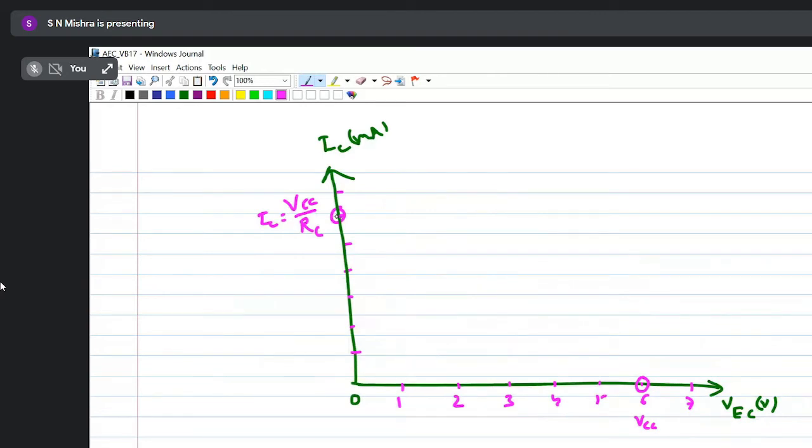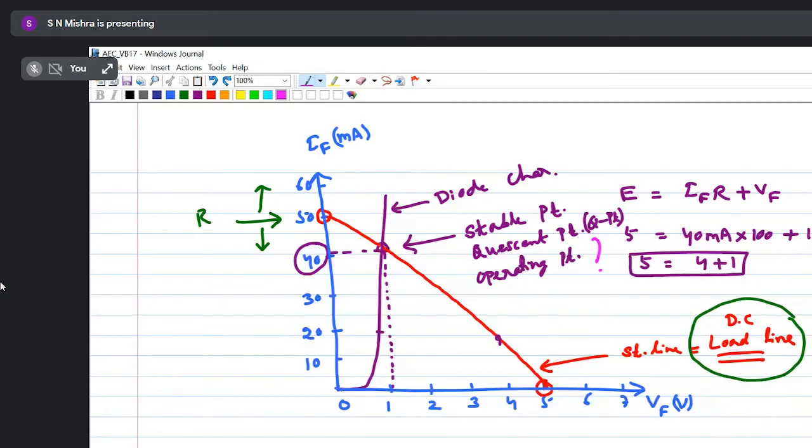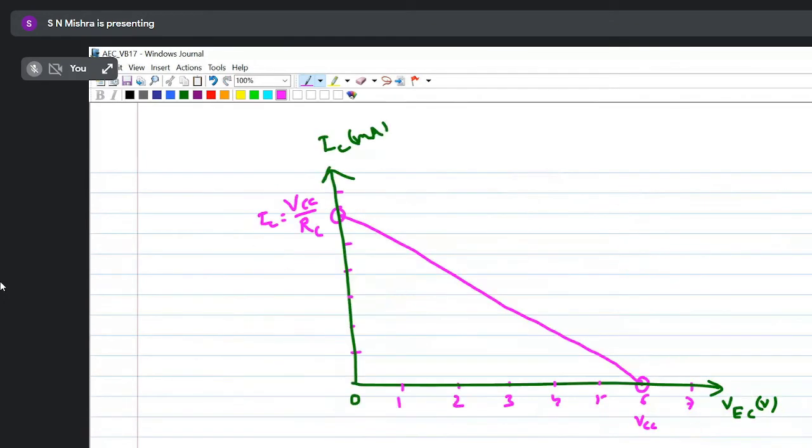Then I will draw the line. So what is this line called? Like the diode characteristic we have seen, what will this line be called? What did I just say this line is? The line which joins the maximum current and maximum voltage is the load line. Okay.